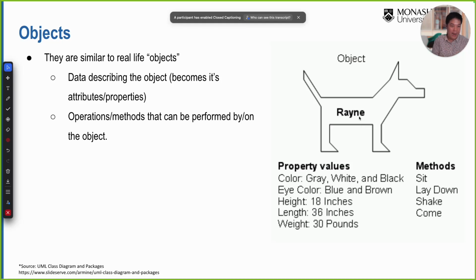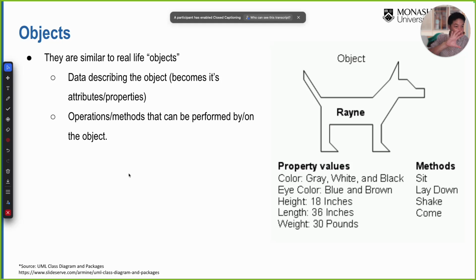Rain, this is a dog, the object is called Rain. That is his name. It has property values as follows. First, the color is gray, white, and black. There's a blue and brown eye color. That's the height, the length, the weight. These are the property values, the data attributes. What they can do: they can sit, lay down, shake, come. These are the operations or the methods performed by the object.